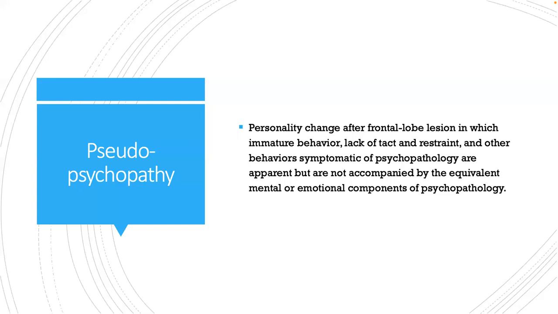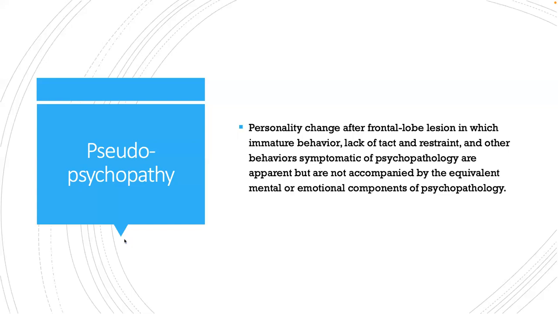Those classified as pseudo-psychopathic exhibit really immature behavior, a lack of restraint. They don't have much tact. They use coarse language. They can be promiscuous in sexual behaviors, increased motor activity, just a general lack of social graces.